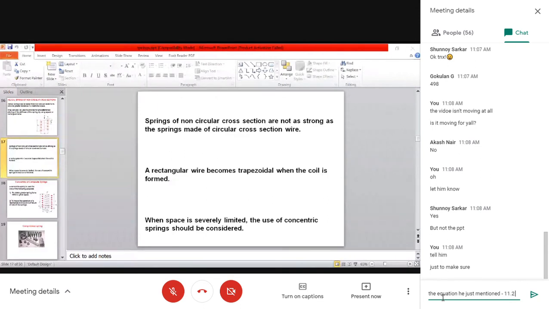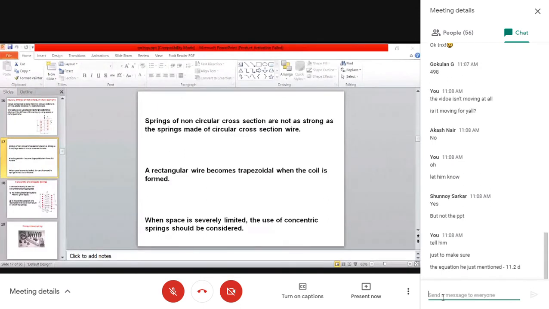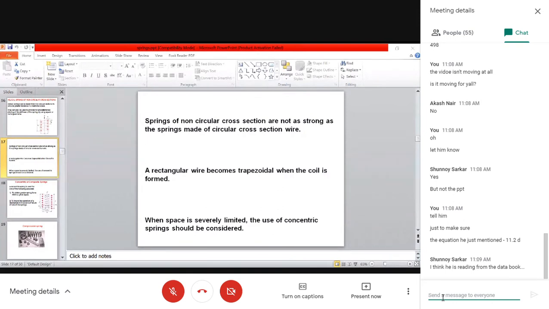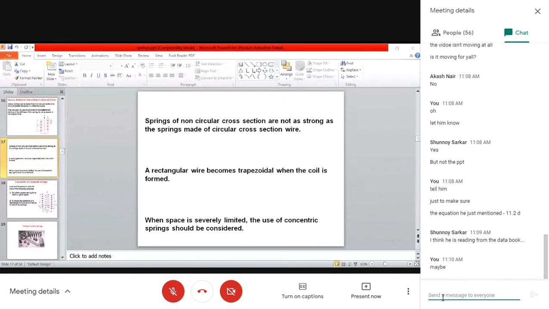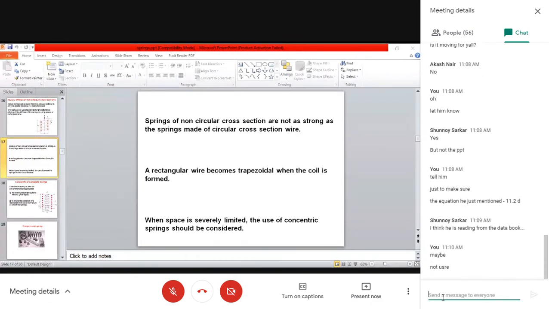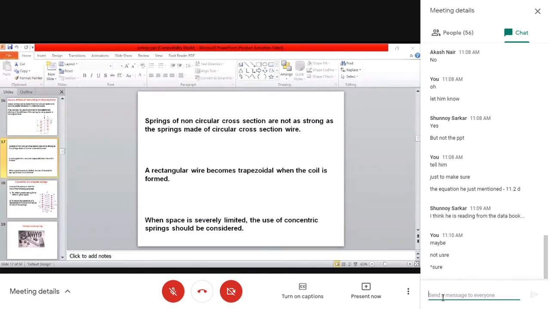Here, in the stress equation, the force should be maximum. What is the maximum force? That you have to consider. In the deflection equation, you can see F, capital D, modulus of rigidity, small d, and this I stands for number of turns. So if you want to calculate the number of turns, you have to use the deflection equation. The only thing is, deflection corresponds to the force. It is not the maximum force.